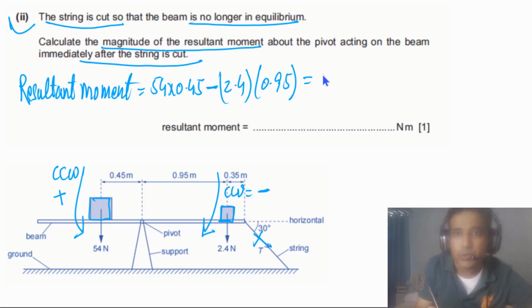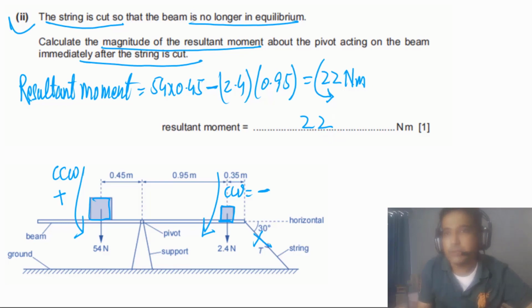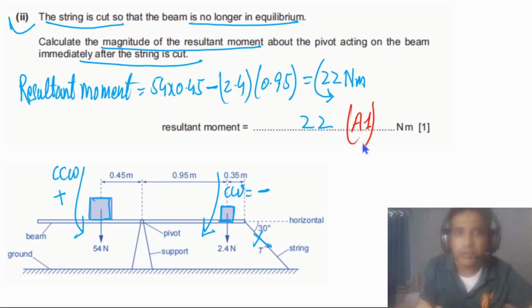Now if we solve this, our final answer will be equal to 22 newton meters, and this one is counterclockwise. So this is our final answer, and this question has only 1 mark. If you have got the right answer, you will get this mark.